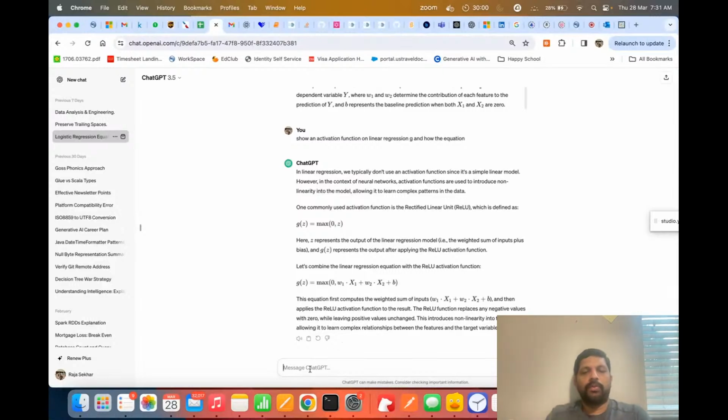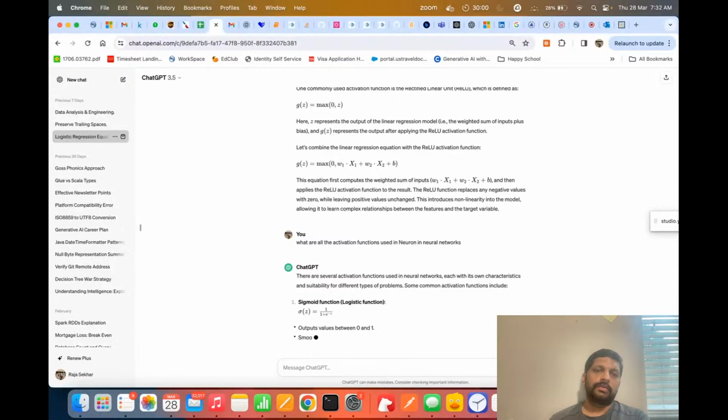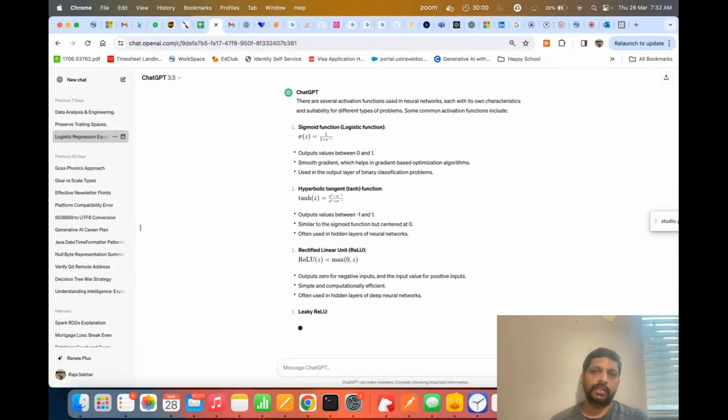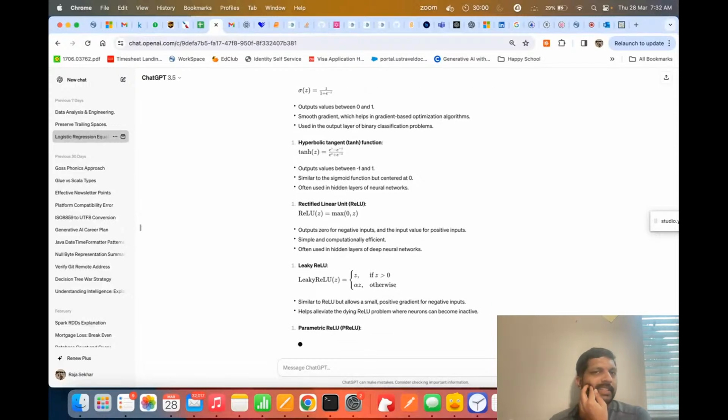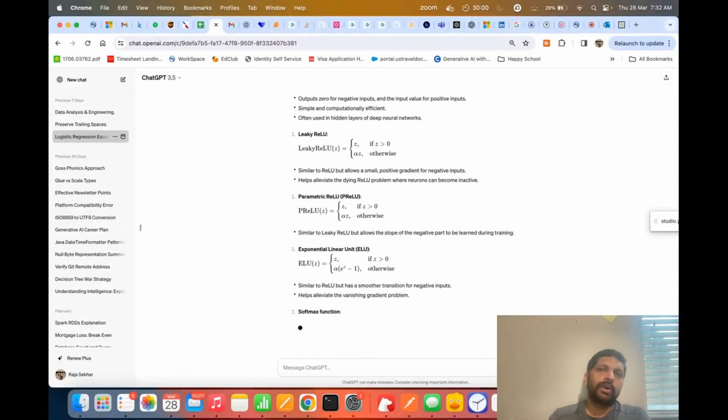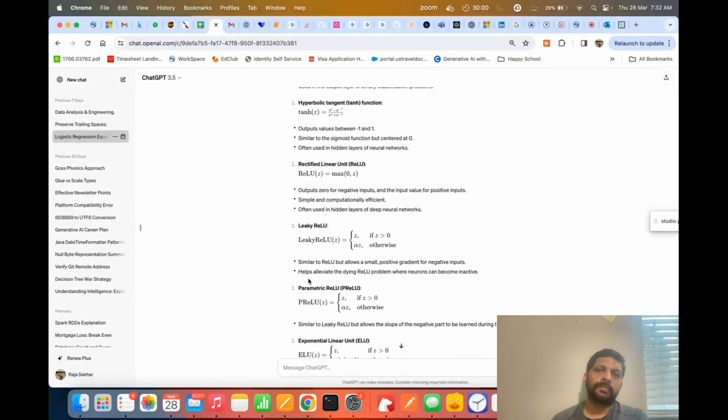So what are all the activation functions used in neural networks? So the sigmoid function, 1 by 1 plus e power minus z, which is used in logistic regression. The hyperbolic tangent function, this is tanh, and rectified linear unit ReLU, that is max of 0 comma z.